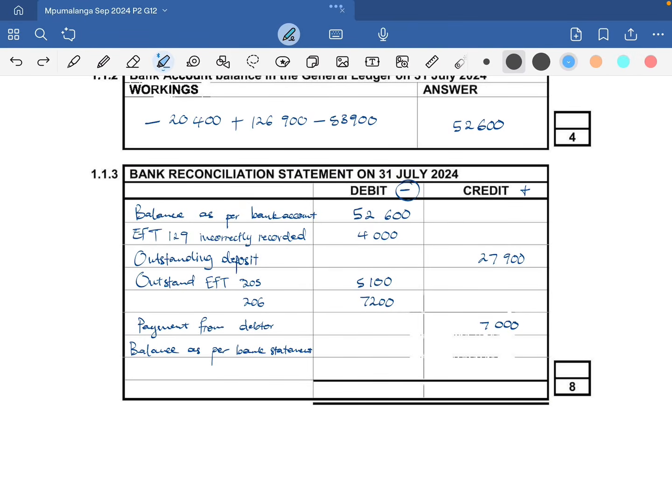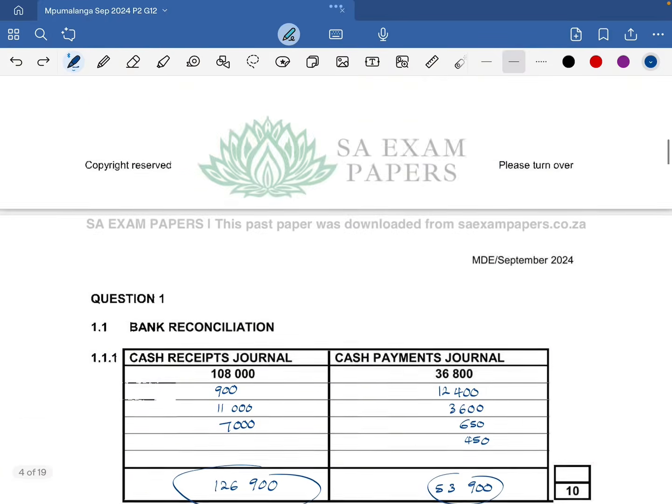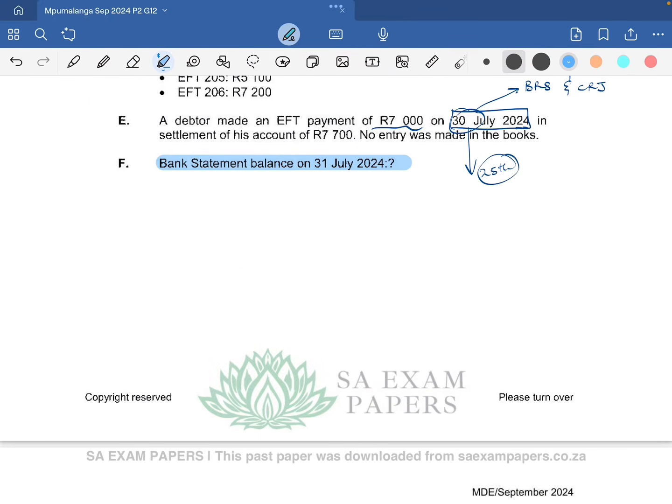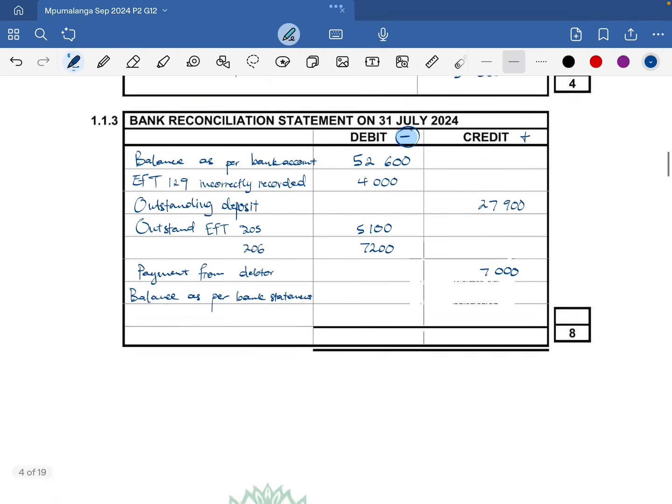Do not be confused by this minus here on the debit balance, right? This 52,600, we take it as it is from the balance as our bank account, because we know that this is a debit balance. It's a positive amount, so we also plot it on the debit side here. So that's also something you need to note. And then we can quickly determine the balance as per the bank statement, because we were not given that balance here on the 31st of July 2024. So it's a balancing figure for us.